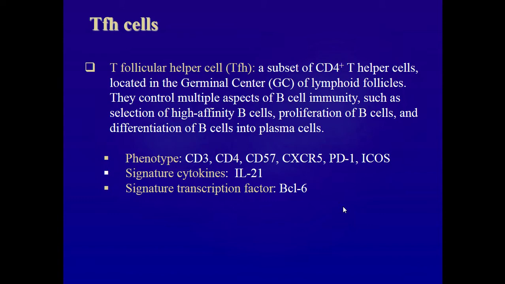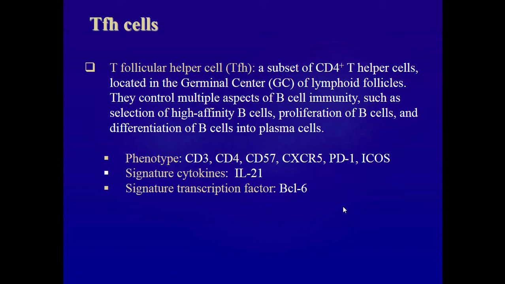T follicular helper cells are a subset of CD4 positive T helper cells. They are usually located in the germinal center of the lymphoid follicle, usually in the spleen, lymph node, or even tonsil. They control multiple aspects of B cell immunity, such as selection of high affinity B cells, proliferation, and differentiation to plasma cells.